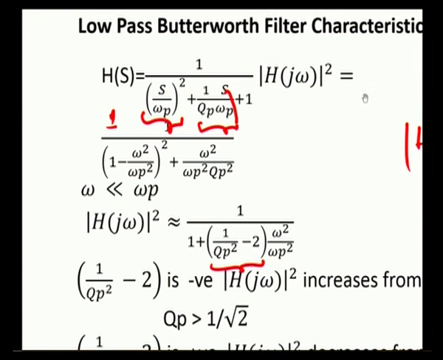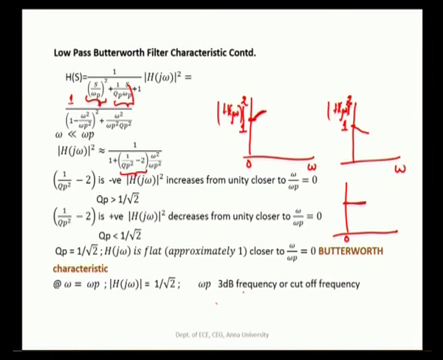So, at omega equals omega p, mod h of j omega must be equal to 1 by root 2, and this being 1 by root 2, it is termed the 3 dB frequency. So, omega p here is the 3 dB frequency, and what we need is QP must be equal to 1 by root 2. So, this is for Butterworth.